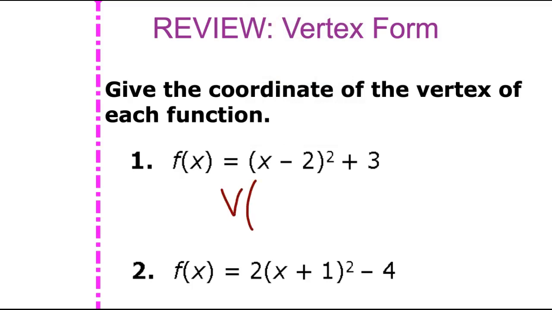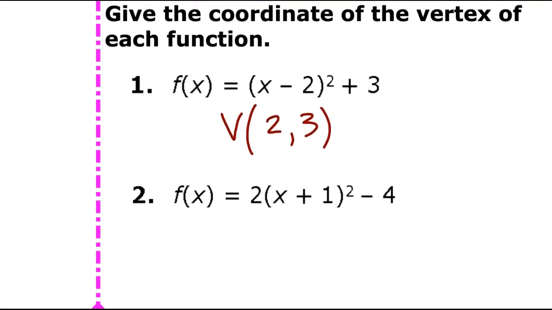All right, what's the vertex of equation number 1 here? X minus 2 squared plus 3. Positive 2, positive 3, right? So inside is the opposite and outside the same. Good. If we roll down to number 2, vertex on that one should be -1, -4. Agree? Yes, sensei. Good.